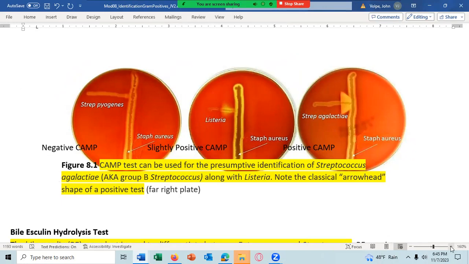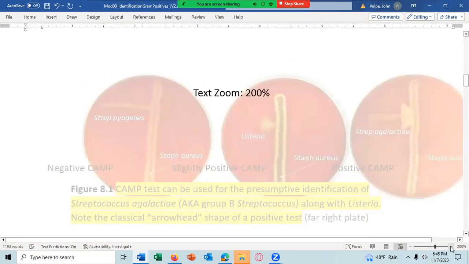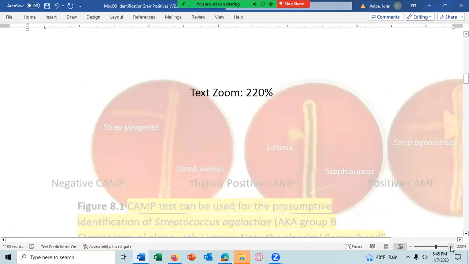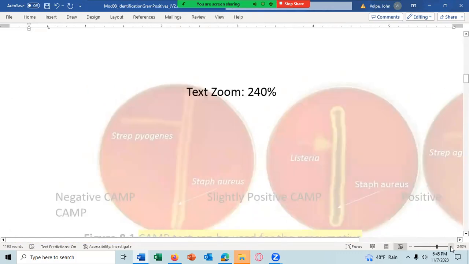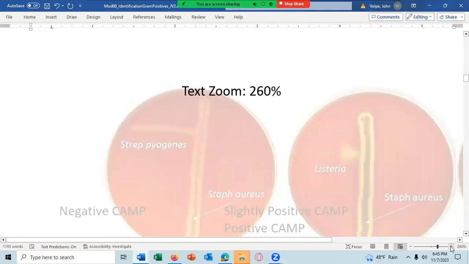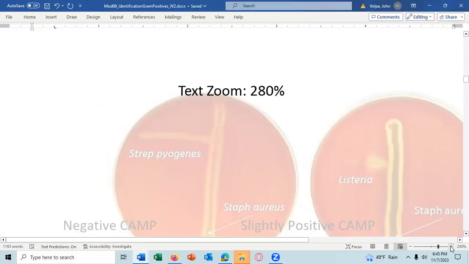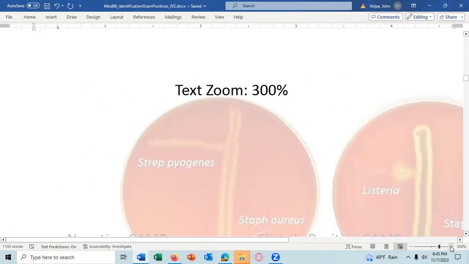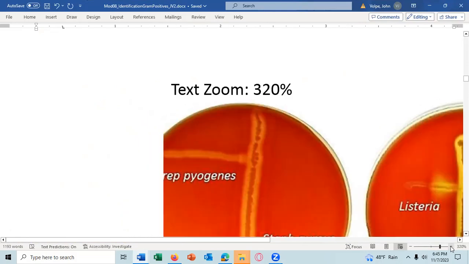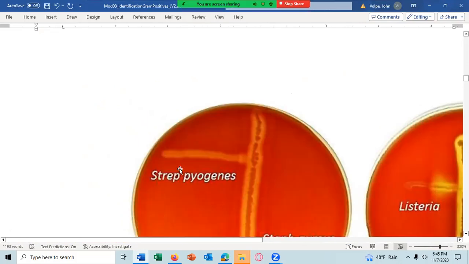I can't get this to expand that way. It's not terribly obvious that Streptococcus pyogenes is beta hemolytic. And if I can blow it up really, really high, you'll actually be able to see it. There. See that single skinny streak there?